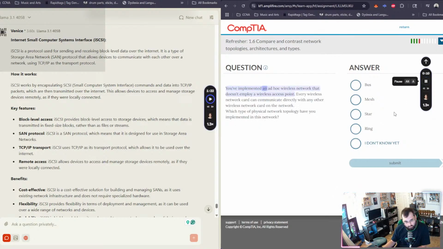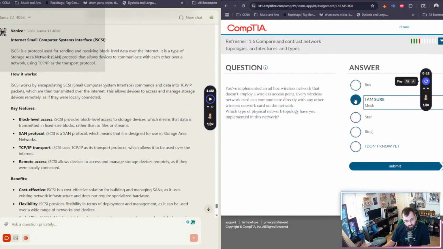You've implemented an ad hoc wireless network that doesn't employ a wireless access point. Every wireless network card can communicate directly with any other wireless network card on the network. Which type of physical network topology have you implemented in this network? A mesh.